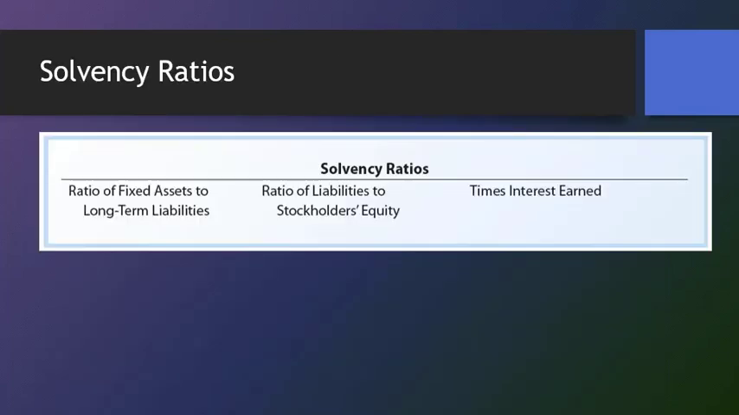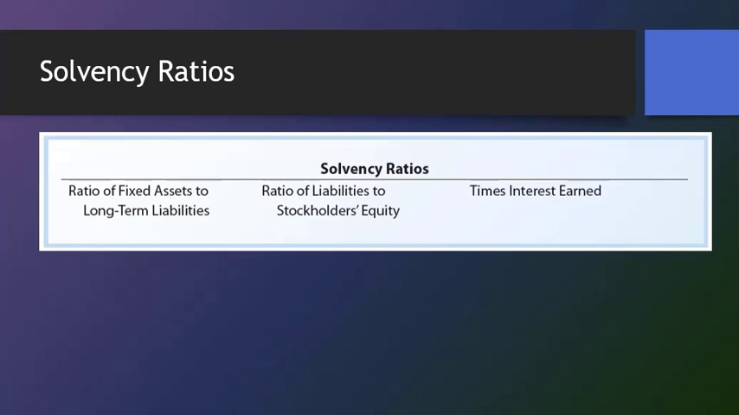Solvency ratios are a little bit similar to liquidity ratios, but solvency focuses on the long term. When we were looking at liquidity, we were really focusing on a company's ability to pay their current liabilities with current assets. So basically, we're focused on a company being able to satisfy those current liabilities as they become due. Solvency focuses on our ability to meet long-term obligations.